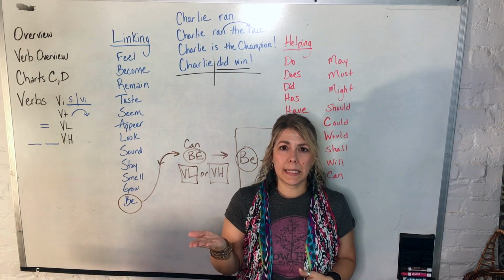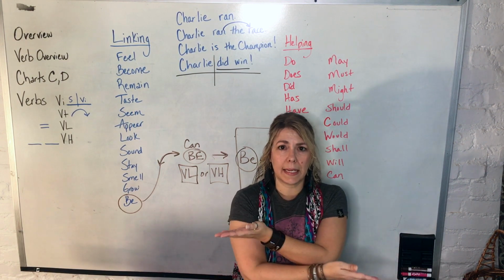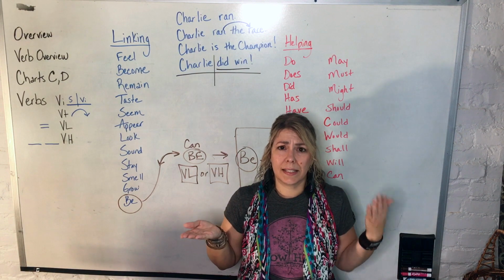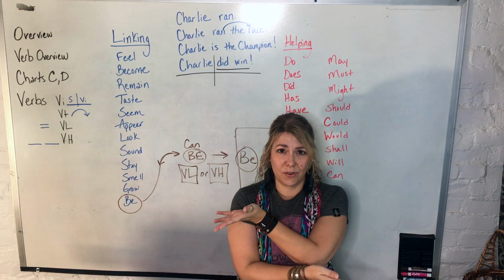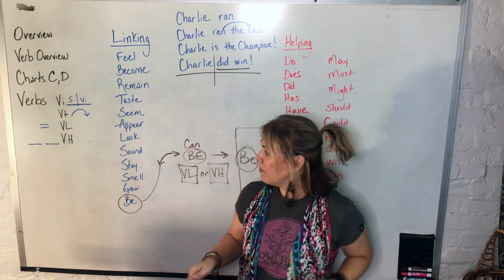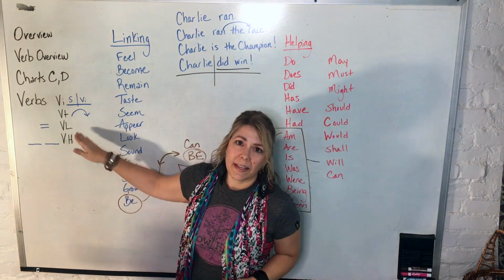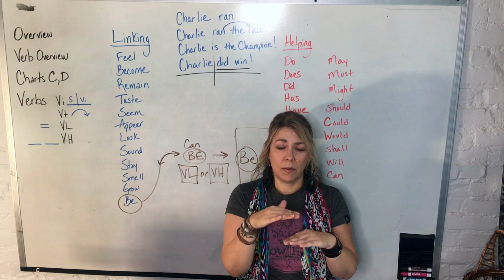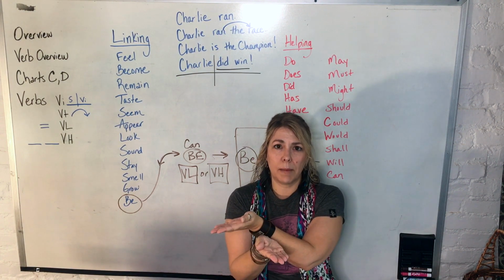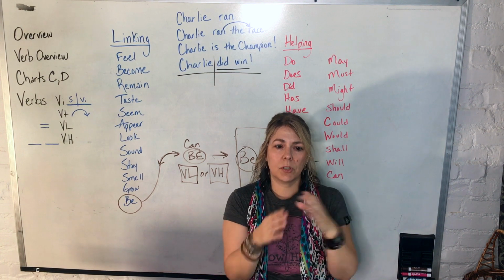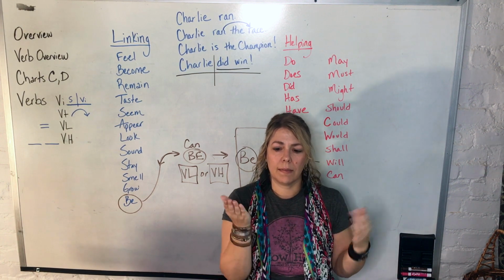If I said Sadie is the baker, the baker is Sadie. Sadie is the slime maker extraordinaire. The slime maker extraordinaire is Sadie. Okay, so have fun with that. Now, another way that they can show as linking verbs would be if I said the apple is red. If I can take red and put it in front of apple, red apple, because I'm showing a state of being. Okay, the apple is red.